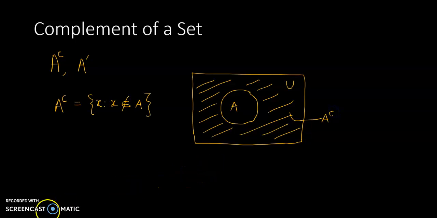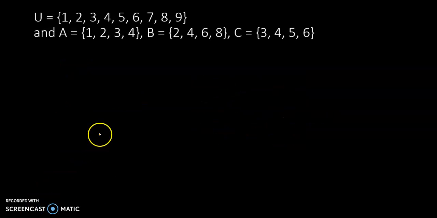So we're going to build on the same concept and try to understand how different problems using the complement of a set can be solved. Let's see the first example. I have a universal set here which contains elements 1, 2, 3, 4, 5, 6, 7, 8, 9. There is a set A, which is 1, 2, 3, 4, and B is 2, 4, 6, 8, and there is a set C, which is 3, 4, 5, 6. If you see, A, B, and C are all subsets of the universal set.